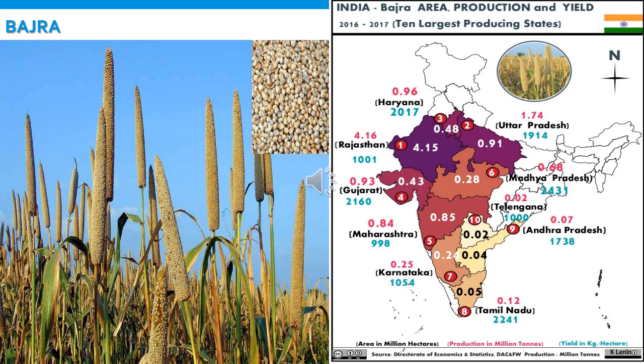So Bajra is a crop of dry regions. Rajasthan is the largest producer of Bajra, followed by Uttar Pradesh, Haryana, Gujarat, and Maharashtra. Rajasthan is the largest producer because it is a desert, dry region, so naturally Bajra grows well in this state.